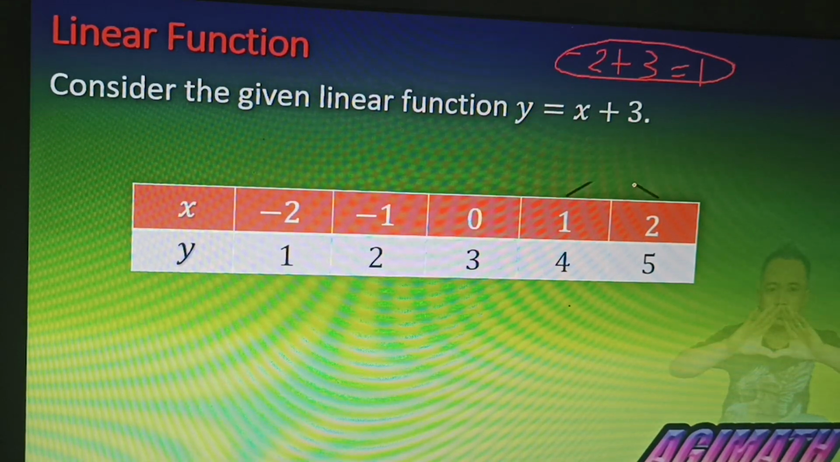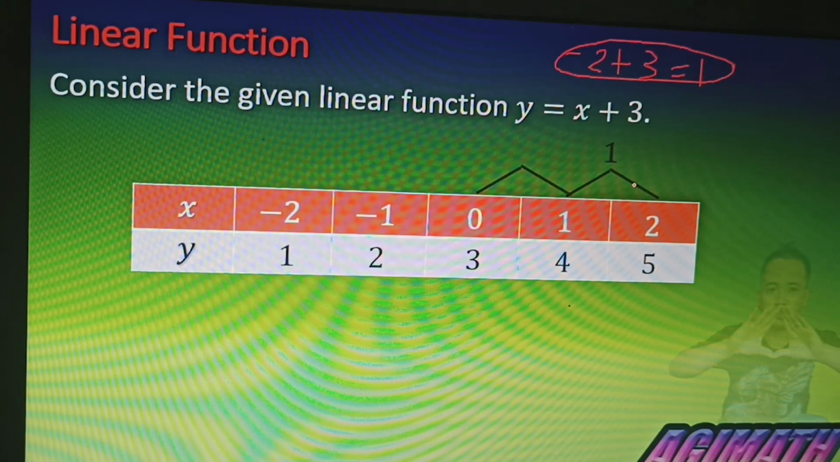So meaning I will subtract 2 by 1. 2 minus 1 is equal to 1. Next, we have 1 minus 0 is equal to 1. 0 minus negative 1 is equal to 1.